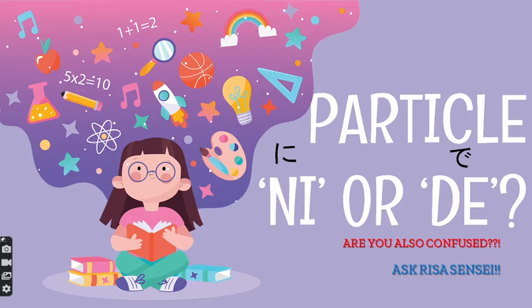And in this video, I'm going to clear a major confusion among Japanese learners: how to differentiate between the two particles, particle ni and particle de. To get confused between these as a beginner is very obvious, so don't be nervous or demotivated. It's a very common confusion. So are you also confused? Then you must watch this video, okay?